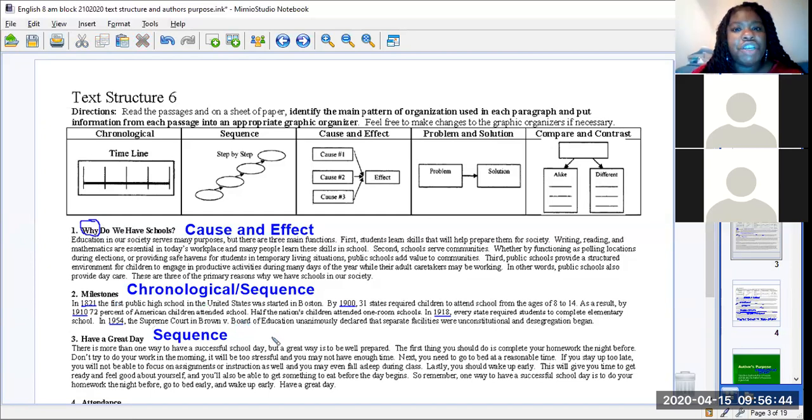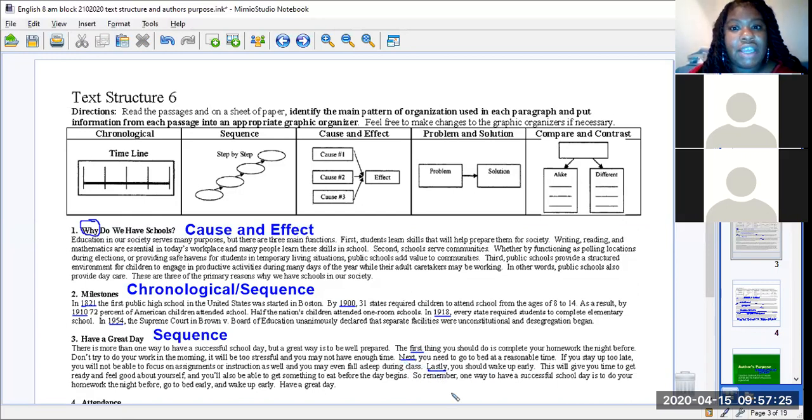So remember, with sequence, it shows you how to do certain things in an order. It says there's more than one way to have a successful school day, but a great way is to be well prepared. The key word here is first. The first thing you want to do is do your homework the night before. Next, you need to go to bed at a reasonable time. And then it says, lastly, you should wake up early. So they're telling you, this is the first thing you should do, then you should do this, and then lastly, you should do that.